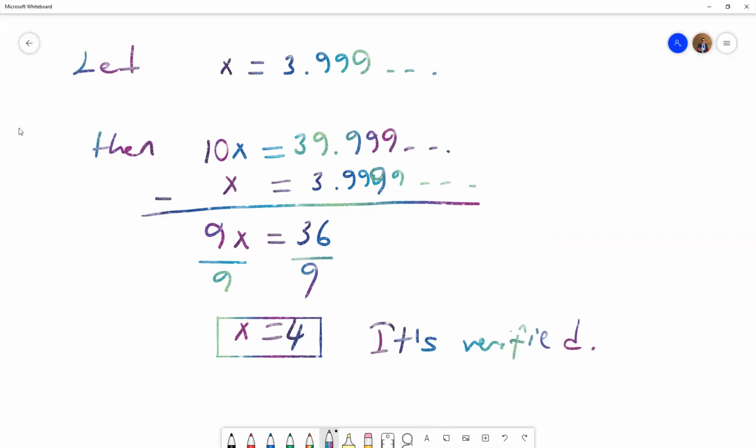There's no ambiguity. So we find that 3.999, and it goes to infinity, is equal to 4.0000. It's okay. And this is the end of this week's lecture.